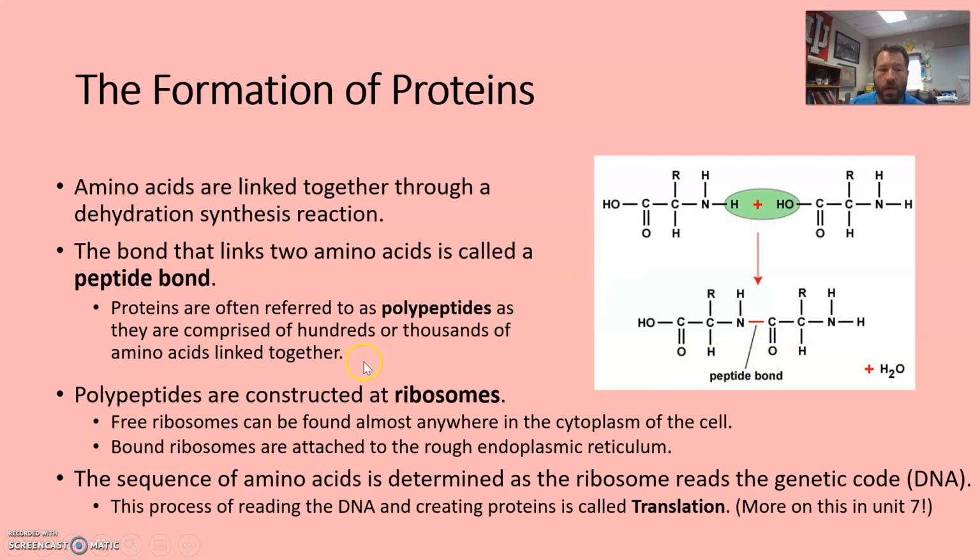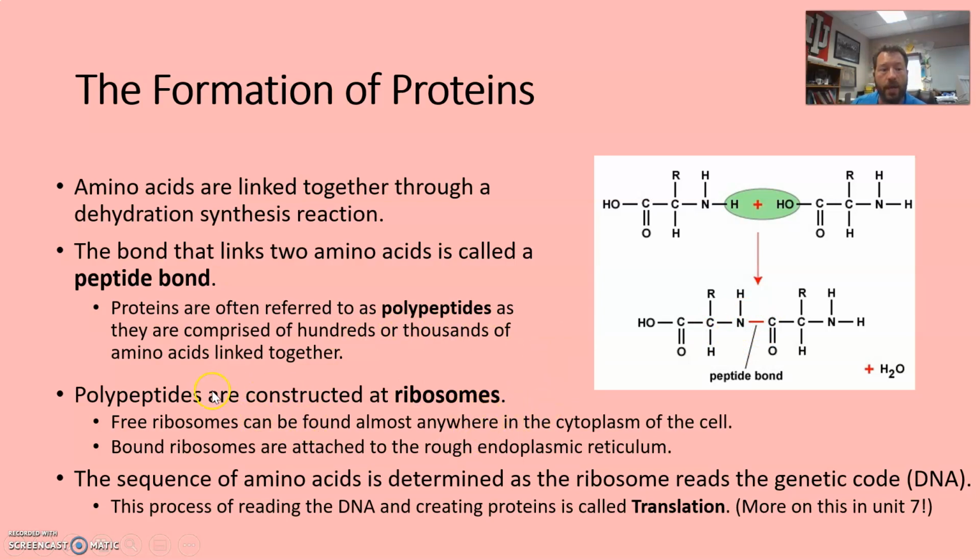A lot of proteins are made up of hundreds, sometimes even thousands of amino acids. Each of them have a peptide bond between them. So a common nickname for proteins, as you're forming these proteins, is a polypeptide, many peptide bonds between them.